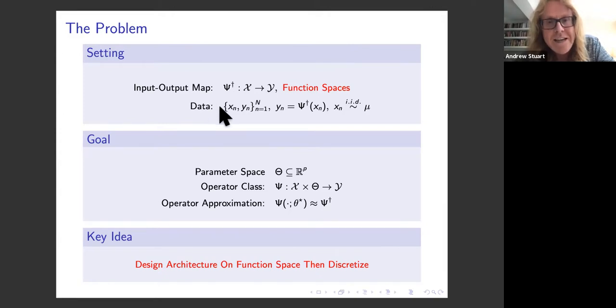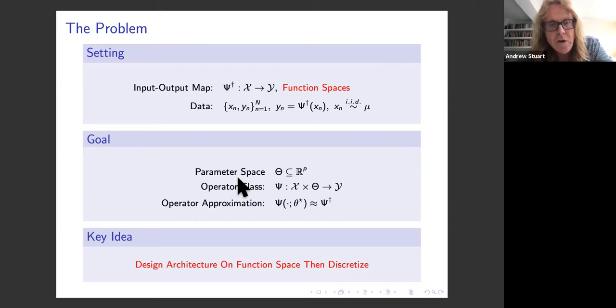And we're given data, pairs (x_n, y_n), and just for simplicity, I will at the moment just assume that these are given exactly as described here. The x_n are i.i.d. from a probability measure mu on the Banach space X, and the y_n are essentially found through the push forward of mu under psi dagger. So our access to psi dagger is through information about samples from the push forward measure, coupled to samples from the input measure mu.